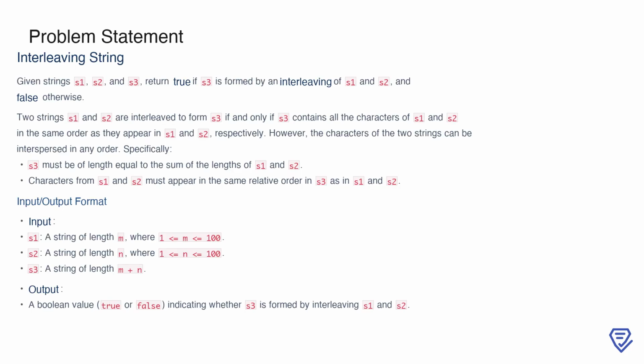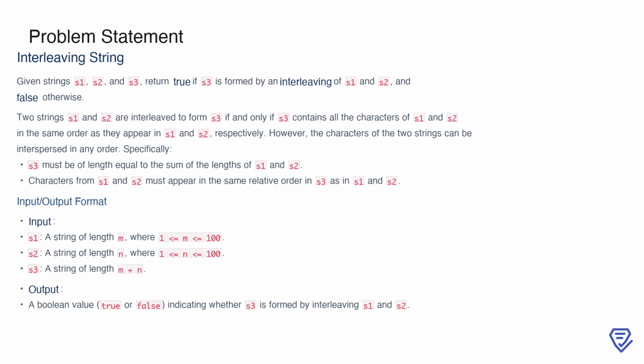In this problem, we are tasked with determining whether a string S3 is formed by interleaving two other strings, S1 and S2. The key idea behind interleaving is that all the characters from S1 and S2 appear in S3 in the same relative order as they appear in their respective strings. This means that while the characters can be mixed together, the order of characters within S1 and S2 must be preserved. Additionally, the length of S3 should exactly match the sum of the lengths of S1 and S2.